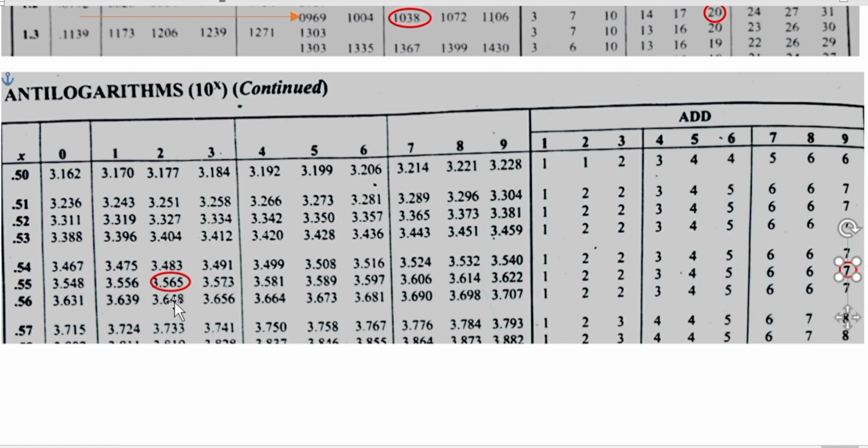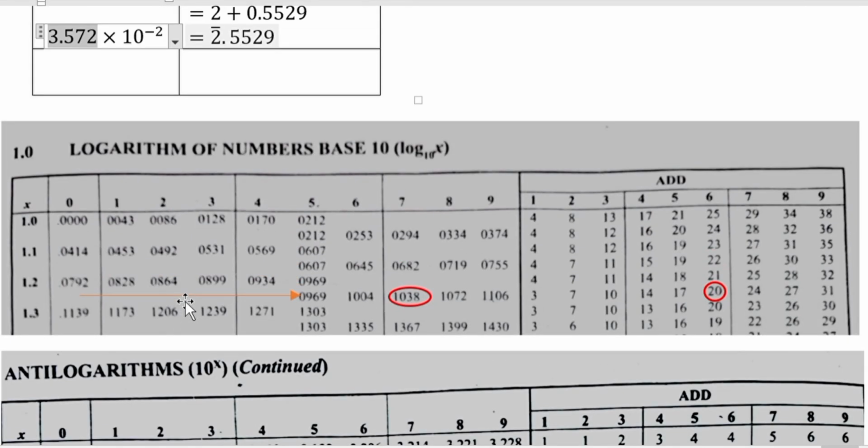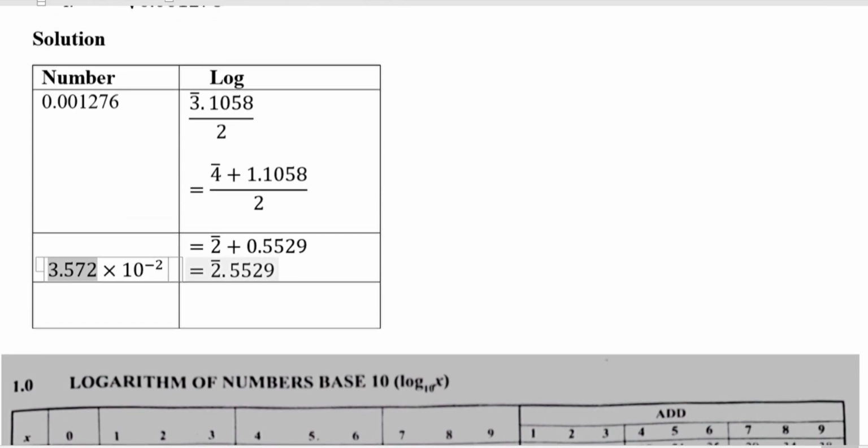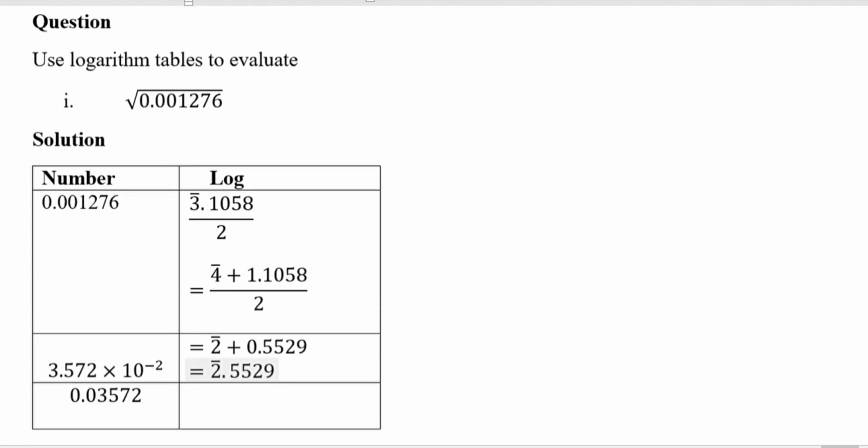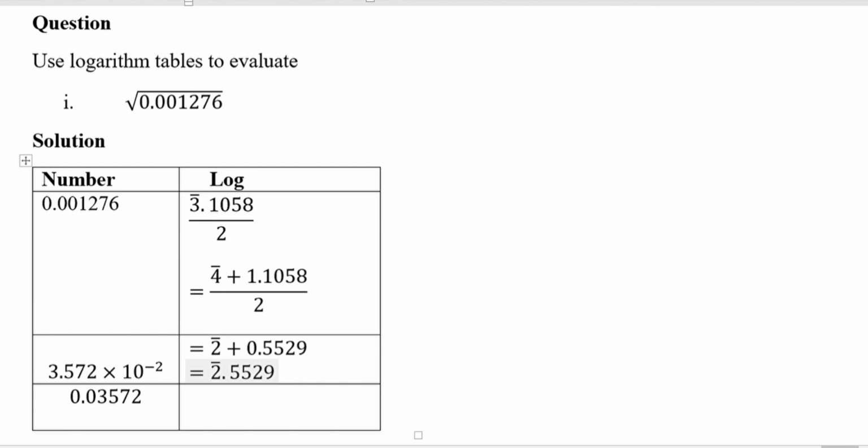So when you add them, it will be 3.572. And that's what I've written here. Now, if you want to write it in normal notation, the normal number, it means the number will be 0.03572. So that is the square root for 0.001276. Thank you.